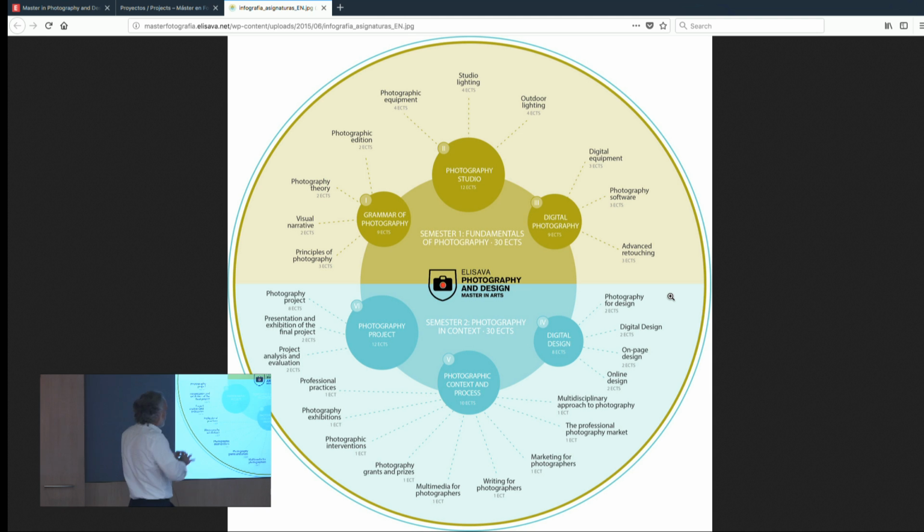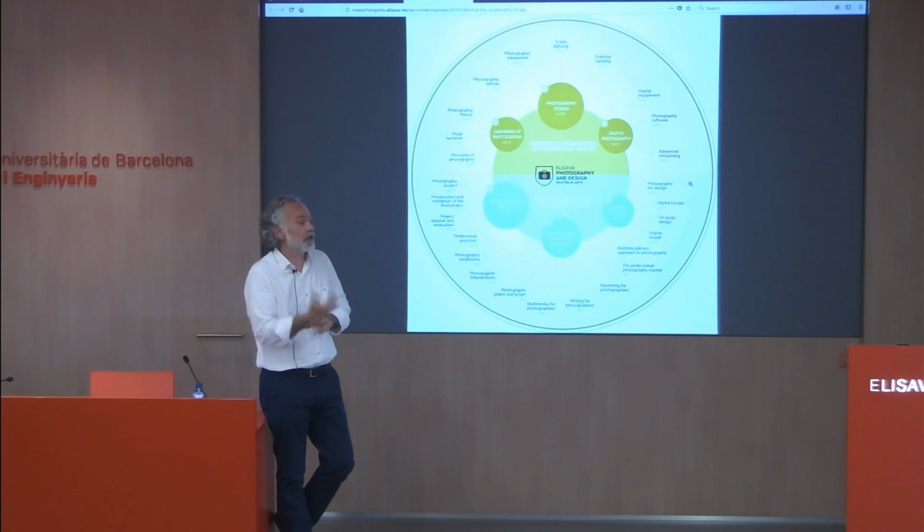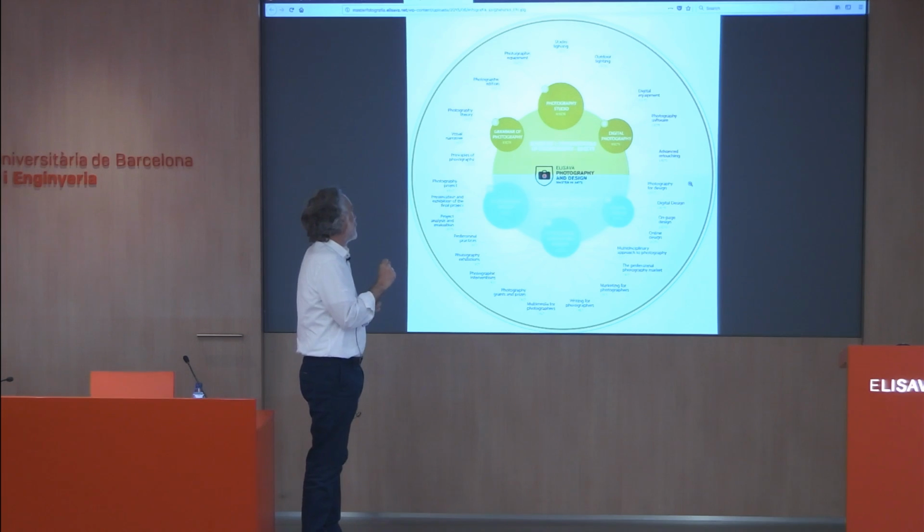We have this kind of professional approach to photography, in which we talk about professional practices, we talk about image rights, we talk about fees, we talk about how to invoice, how to apply for grants, for prizes, how to find jobs, how to write about your own images, which is something that not many photographers can do, how to have a personal image as a photographer and have your own brand.